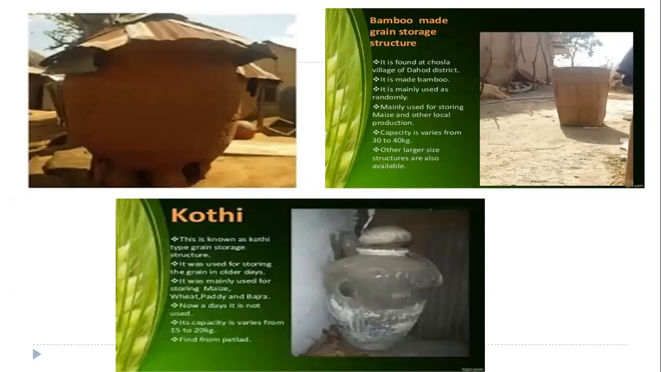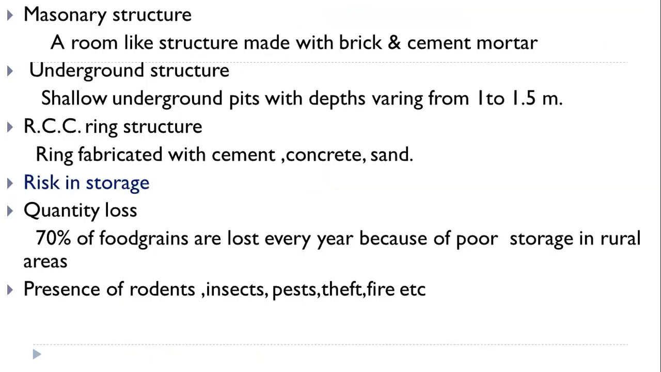Now these are some photographs of these structures. Storage structures used in rural areas. Here, an earthen container is there. Then a bamboo made grain storage structure is there. And one storage structure is called koti. Okay. Masonry structures are there.